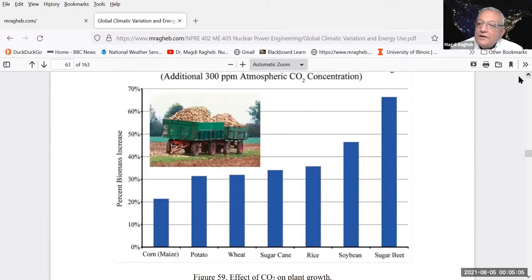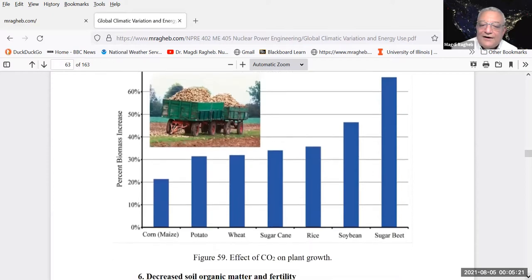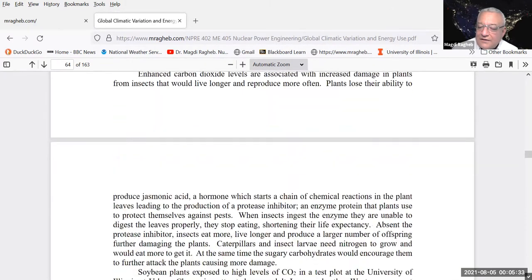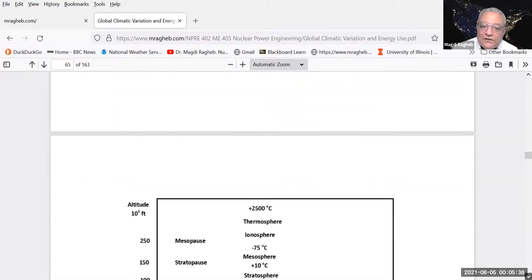Notice that the CO2 increase in concentration may not have totally bad effects as I suggested, because CO2 is food for plants. So there is an expectation of an increase in the food supply because it increases corn, potato, wheat, sugar beet, and soybean production. But nevertheless, we can have also very deleterious effects. So it's a balance between the risks.